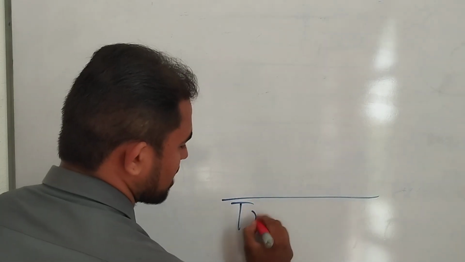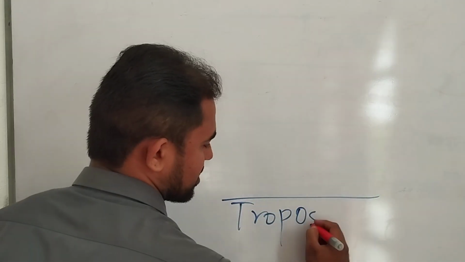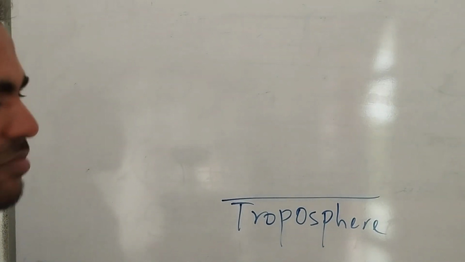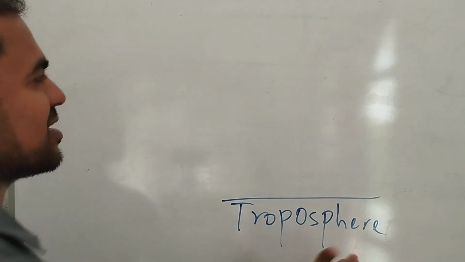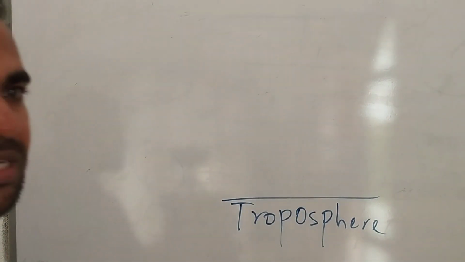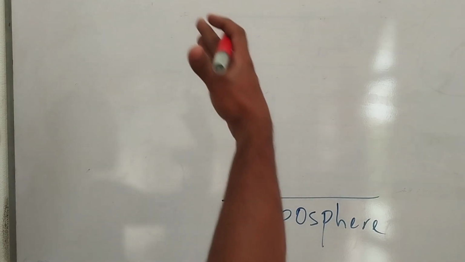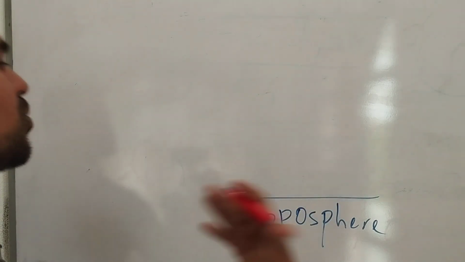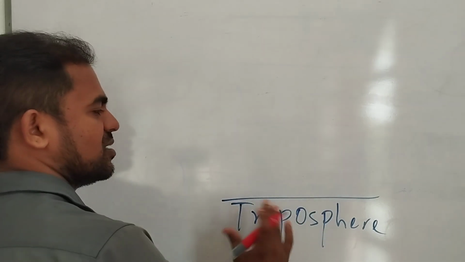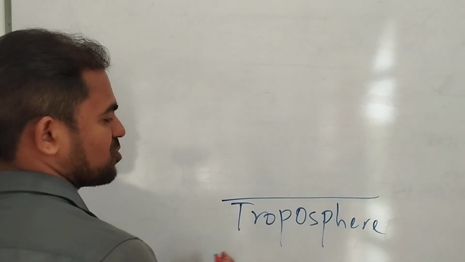The first layer of the atmosphere is called the troposphere. I'm explaining the layers of the atmosphere from the lowest to the highest, which means from the earth to the top. Troposphere is the first layer from the earth.